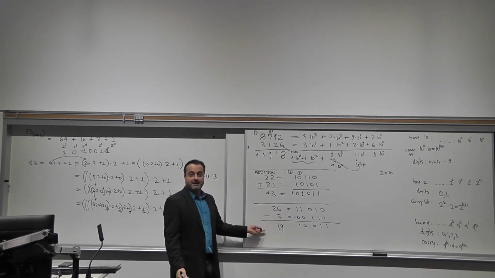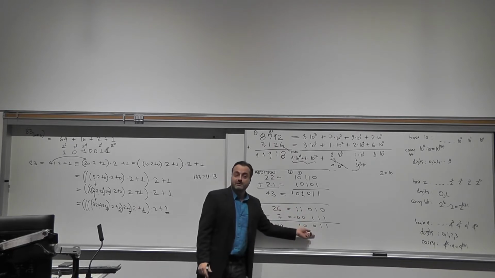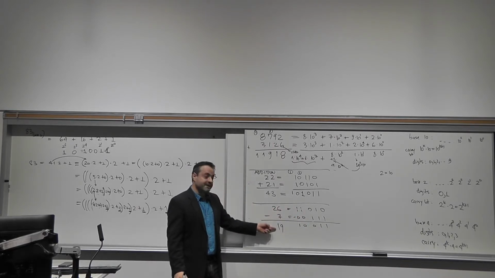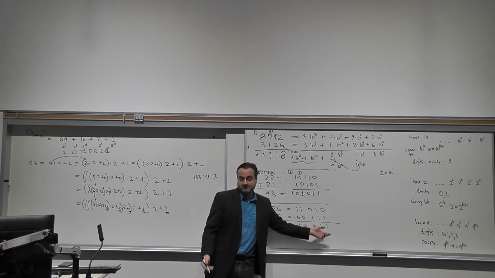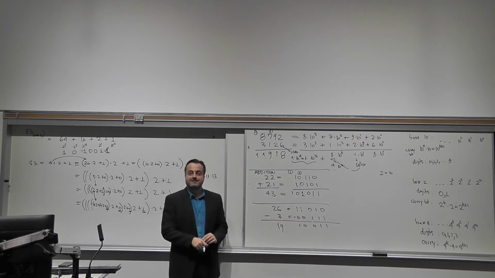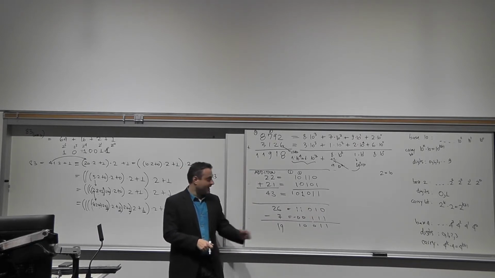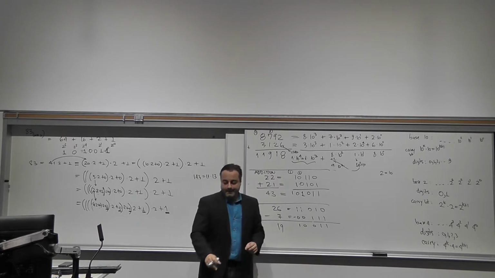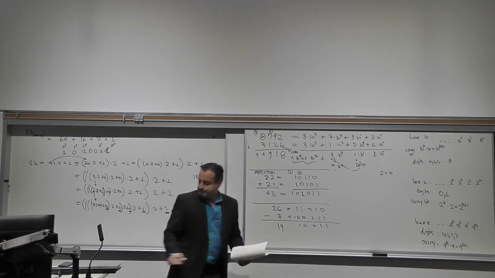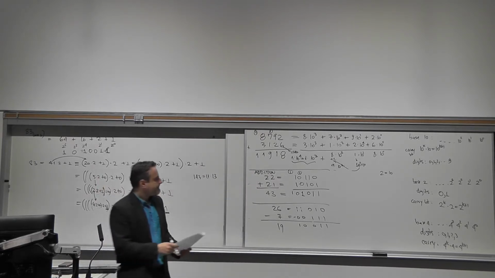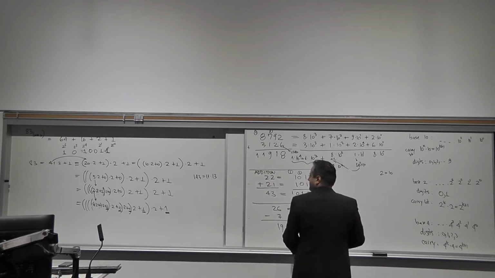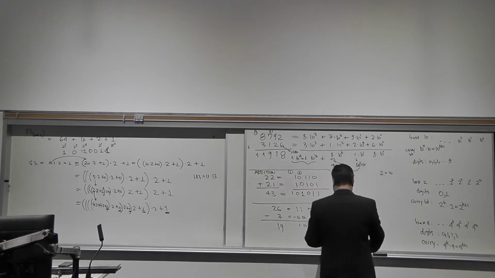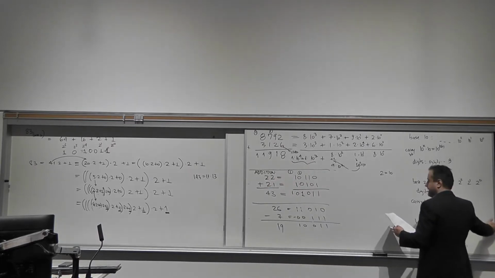Of course, I could get it in base 10. I say, well, I don't know how to do it in base 2, so I do 26 minus 7, 19, and then I write down 19. That's a procedure, but that's not what we want. We want to figure out how to do it in base 2. So let me show you a little bit more complicated example.